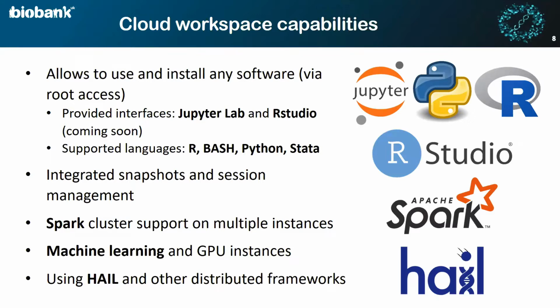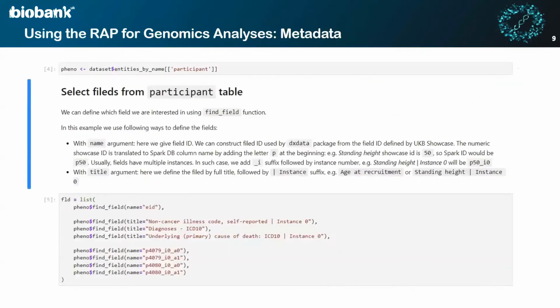You can access Spark infrastructure. You can access the machine learning instances with the GPU enabled, if you are doing something like deep learning or GPU-assisted workflows. And also distributed computing, like if you are working with the proteomics dataset, Hail is a great framework working on top of Spark. And the power of this is that you can access this resource in the cloud, and with just a few lines of code, you can get the results.